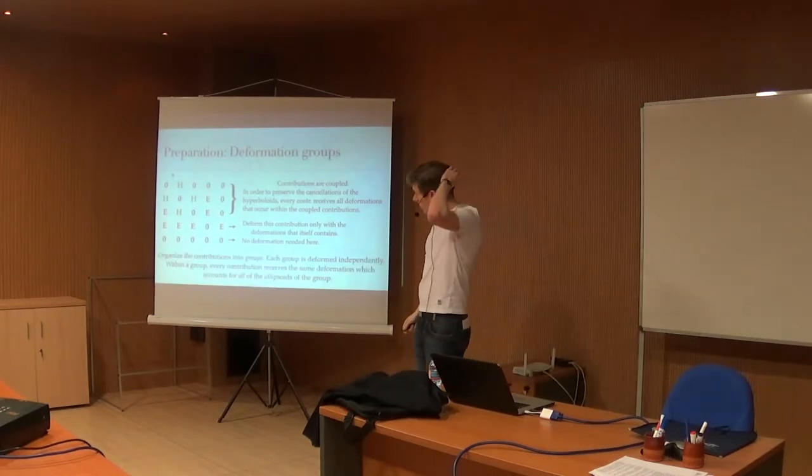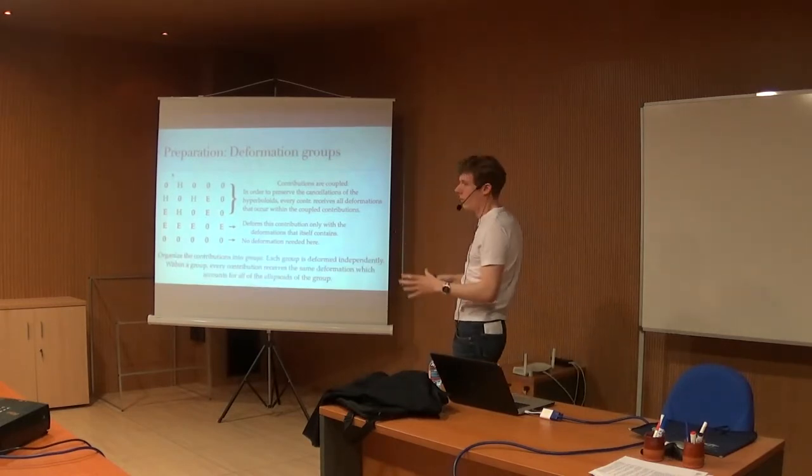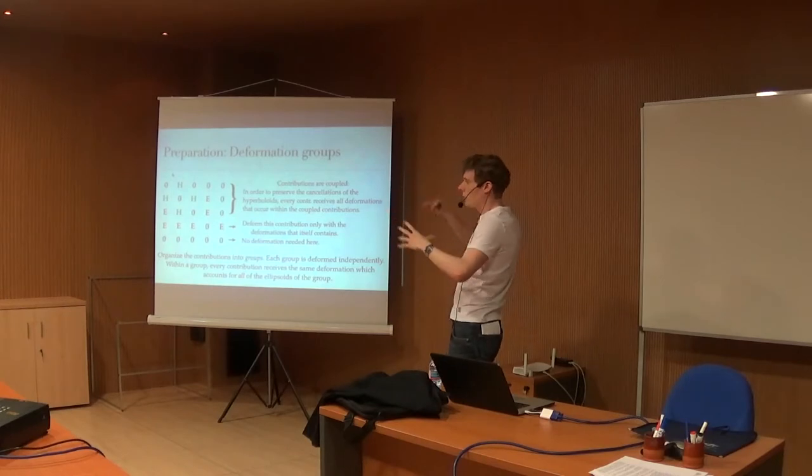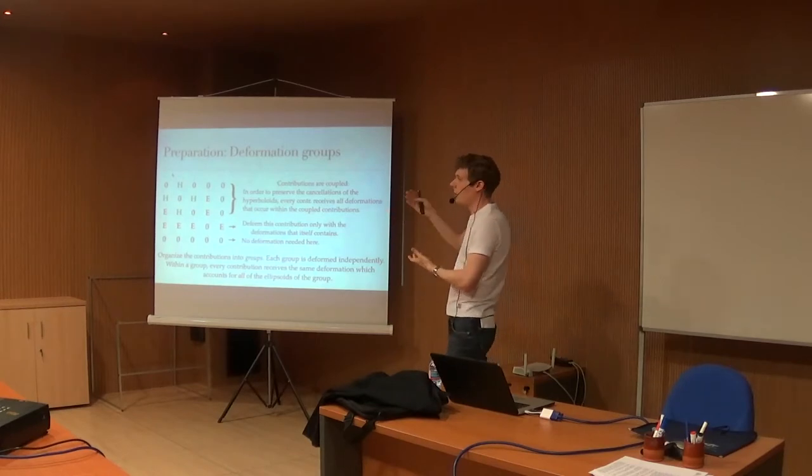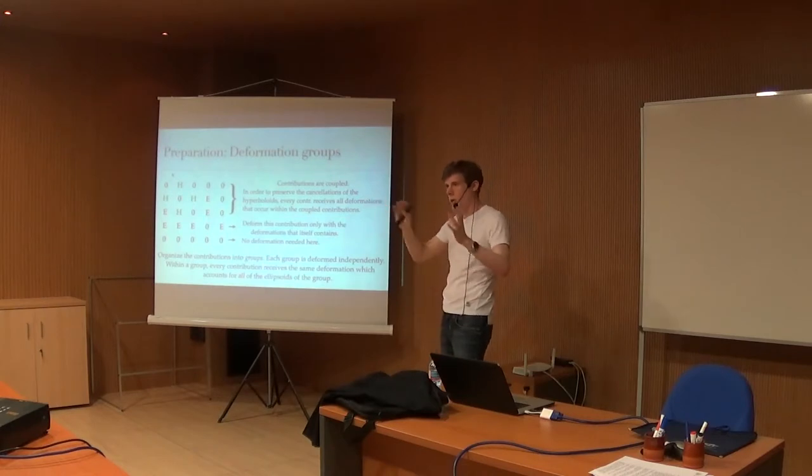So, what we take away from here is an algorithm. You first have to analyze your dual contributions, look where the hyperboloid singularities are, and then you group the dual contributions together.